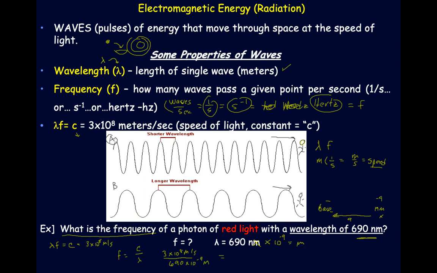And I'm going to get a frequency. You can figure that out, frequency, by multiplying and dividing these together. If I do it here, I'll simply get my number. You try to do this in your calculator and see if you get the same number. I'm going to go 3 times 10 to the 8th, and I'm going to divide that by 690 times 10 to the minus 9th.